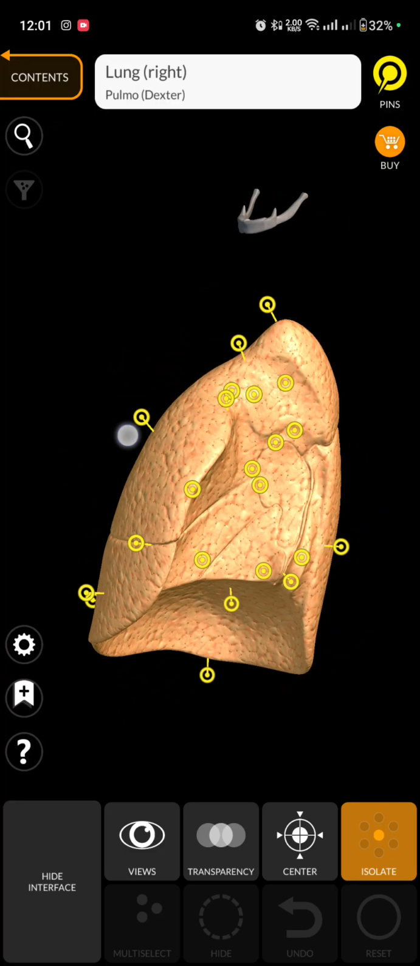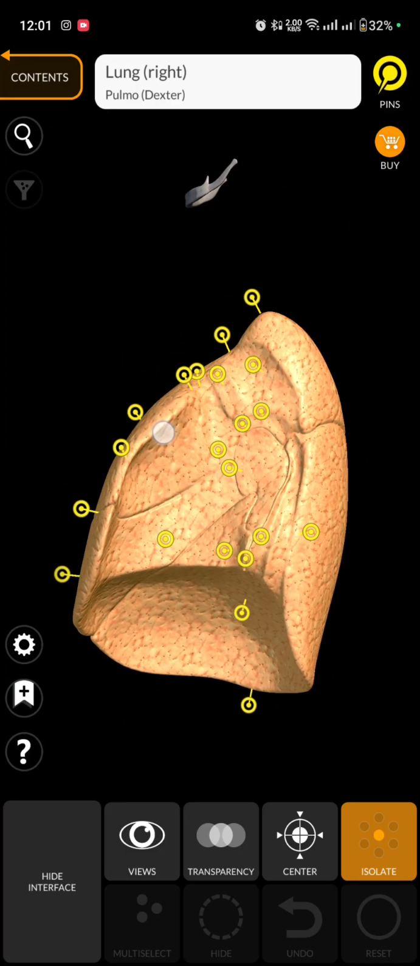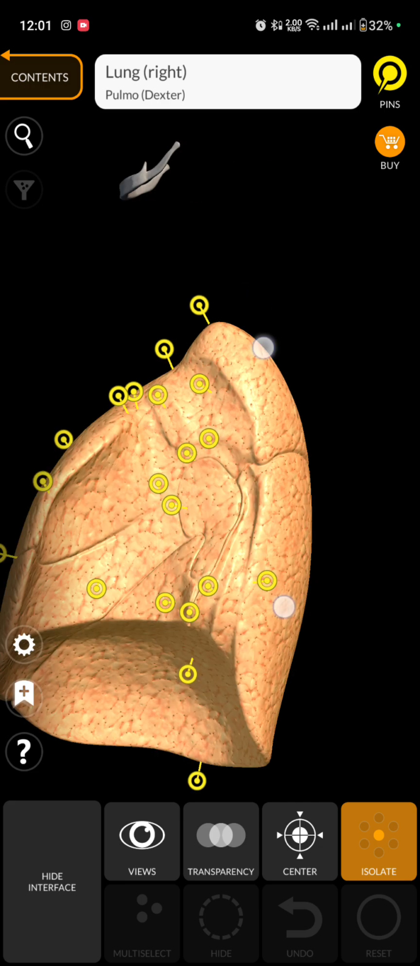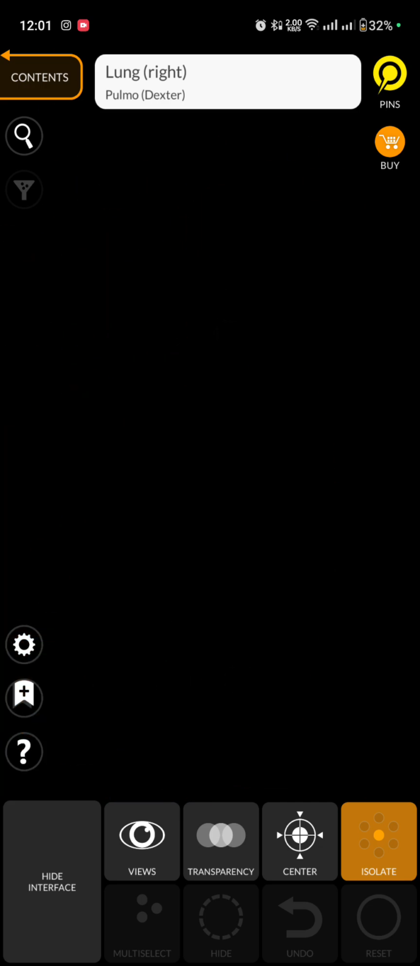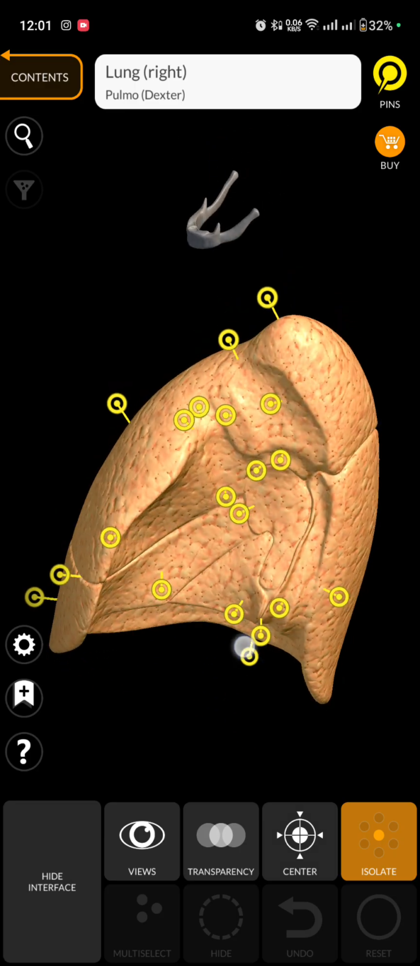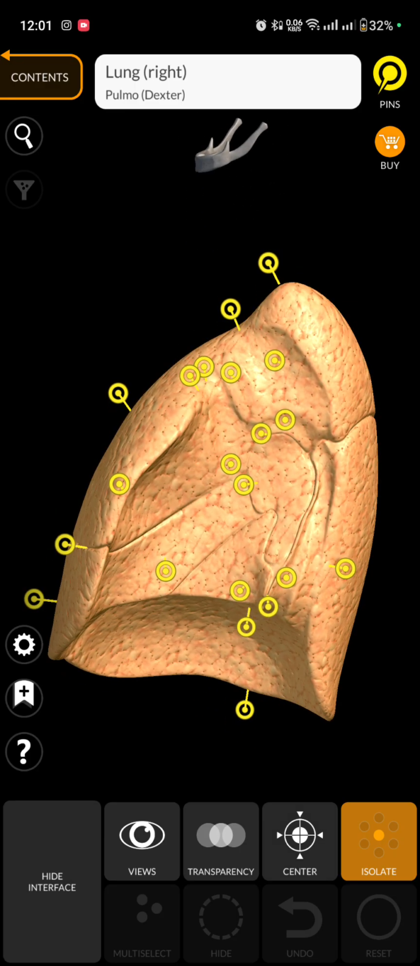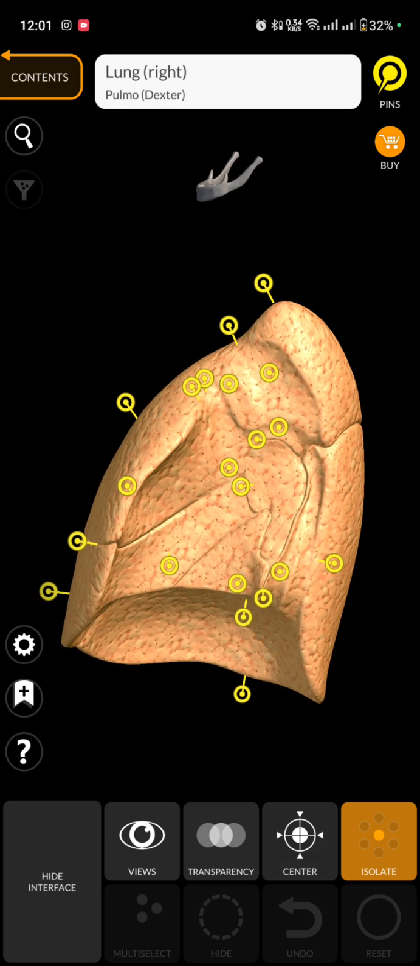While on the medial surface, we will see that there are two parts: the vertebral surface and the mediastinal surface. The vertebral surface has an impression caused by the vertebral column, and the mediastinal surface has an impression caused by the heart, which is called the cardiac impression.